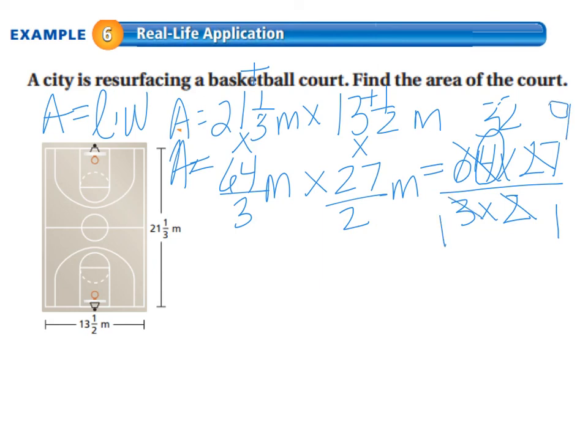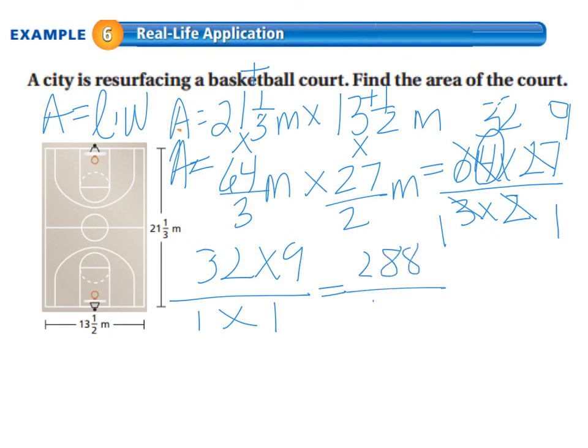Multiplying across my numerators now, I'm going to rewrite it so we can see a little better. 32 times 9 as my numerator, and 1 times 1 is my denominator. 32 times 9 is 288, and 1 times 1 is 1.